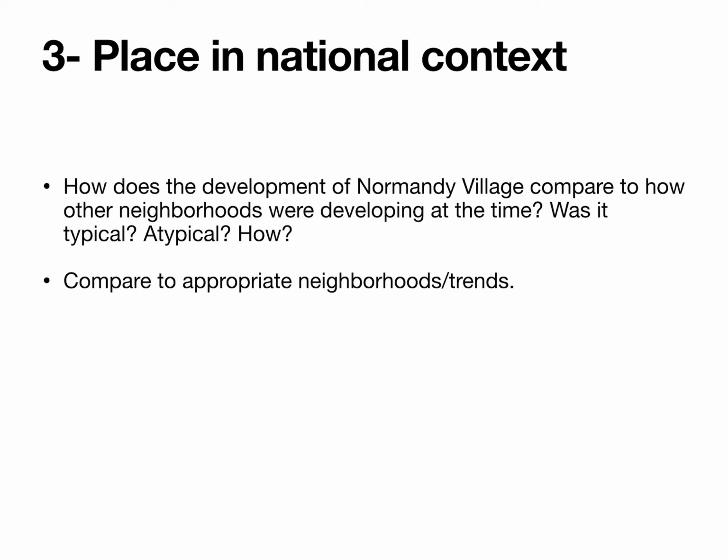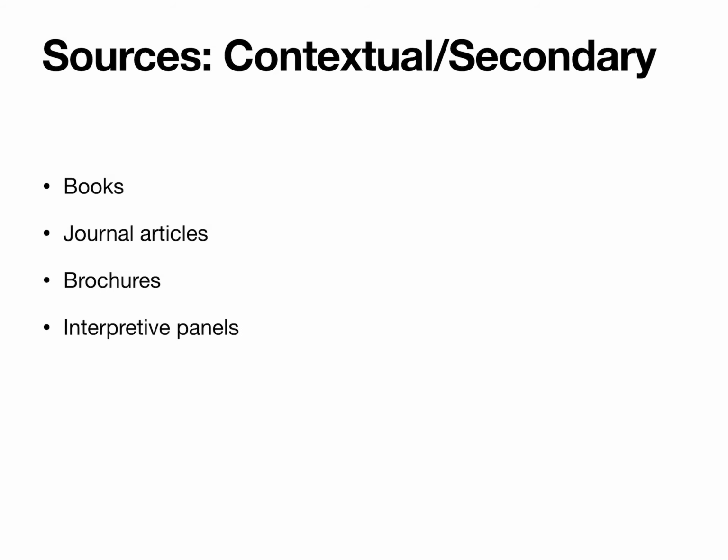Okay, this is where you're going to use mostly secondary sources. So things like books, journal articles, brochures, interpretive panels, for instance, at museums or just out and about. That stuff is going to be very helpful to understand how Normandy Village compares to everything else. And a lot of these sources, especially books and journal articles, you can probably find online. Websites are fine, a good place to start. And Google Books, that kind of thing. So you should be able to find lots and lots of books on this stuff.